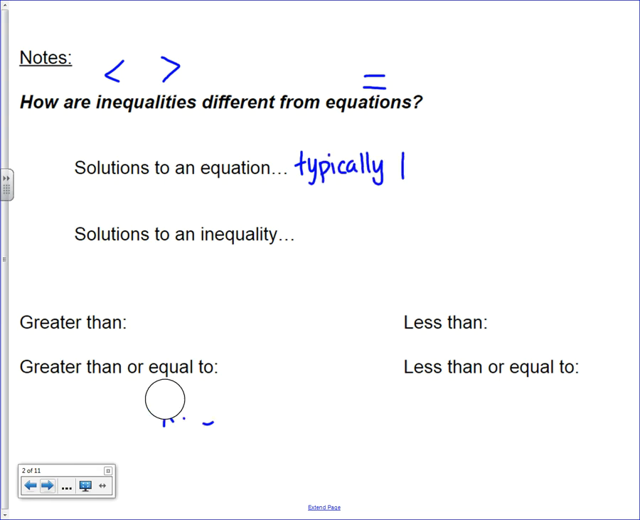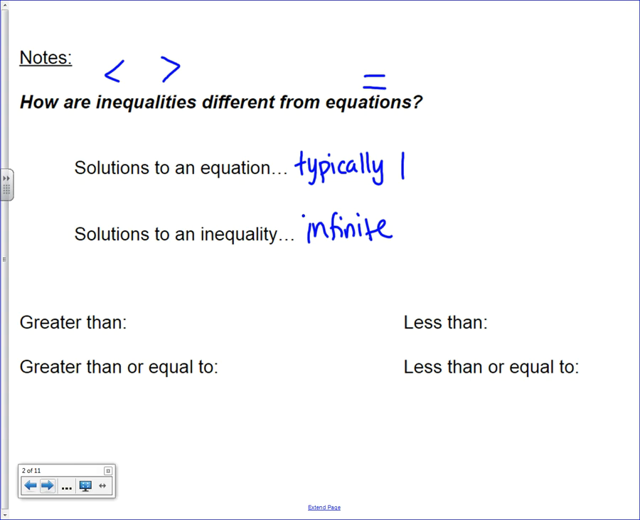And we didn't do any shading, did we, on equations? Did we draw a number line? We didn't, right? Because it's just one answer. All you have to do is just write it down. What about for inequalities? There are infinite solutions. Typically, there are infinite solutions.